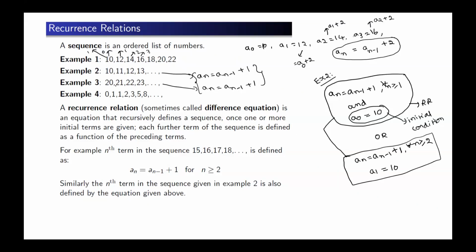Now, in case of example 3, what is the difference? a_n can be written as a_(n-1) plus 1 for all n greater than or equal to 2, and a1 is 20. Now both are entirely different, no? This is the sequence defined in example 3.